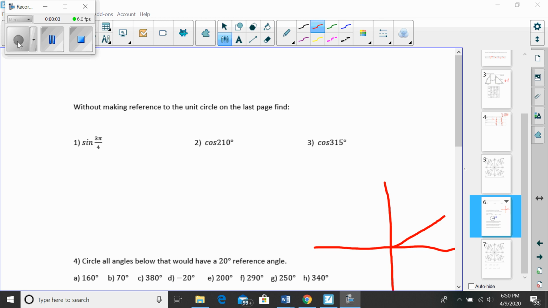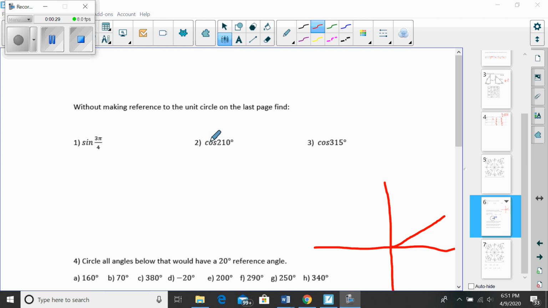So let's try very hard to do problems 1 through 3 without what I'm going to refer to as cheating, right? Because it would be very easy for me to go back to this slide on the 5th page and just locate these on the circle and find the x coordinate, find the y coordinate, right? Sine is y and cosine is x, and do this very easily.